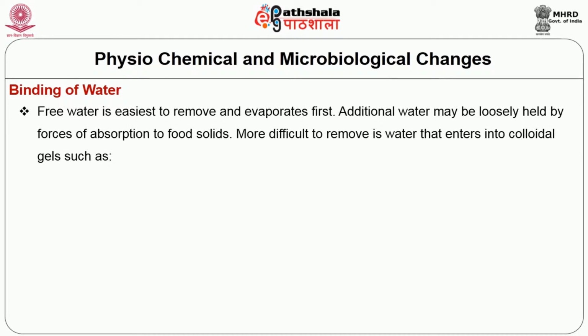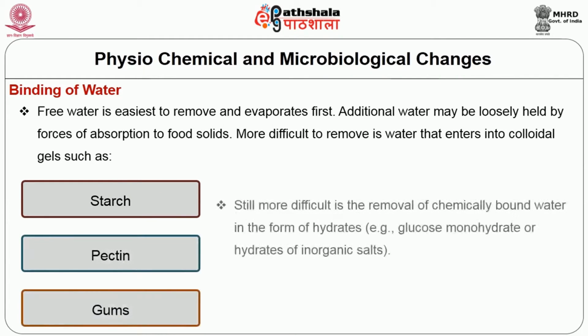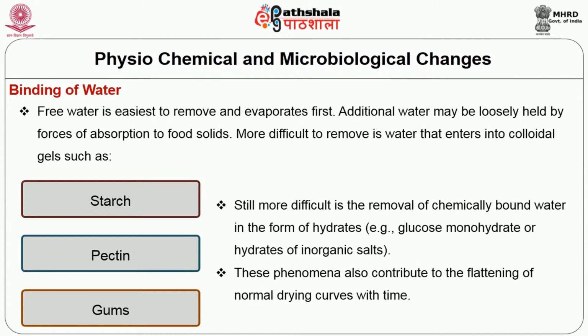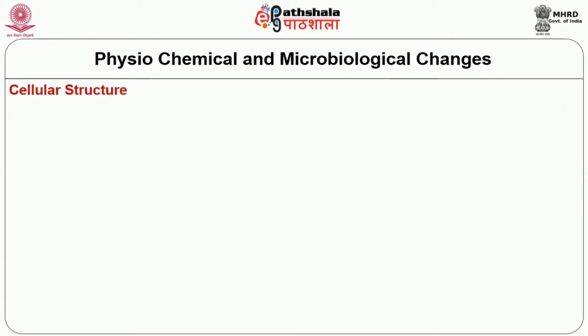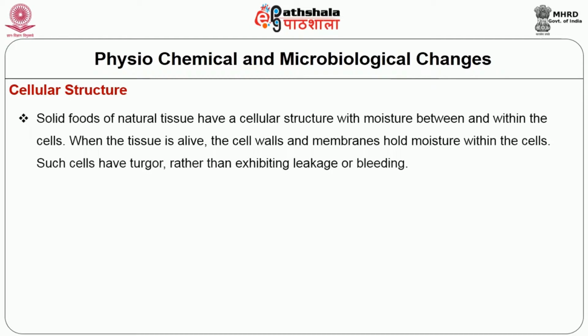Free water is easiest to remove and evaporates first. Additional water may be loosely held by forces of absorption to food solids. More difficult to remove is water that enters into colloidal gels, such as when starch, pectin or other gums are present. Still more difficult is the removal of chemically bound water in the form of hydrates, for example, glucose monohydrate or hydrates of inorganic salts. These phenomena also contribute to the flattening of normal drying curves with time. Next we will see about what happens to the cellular structure.